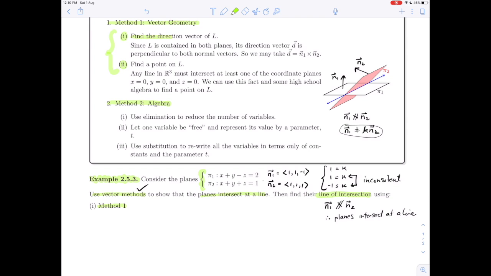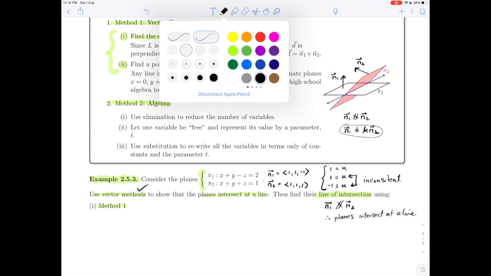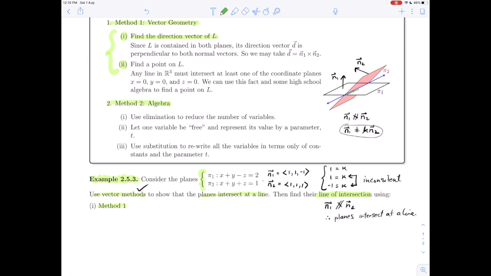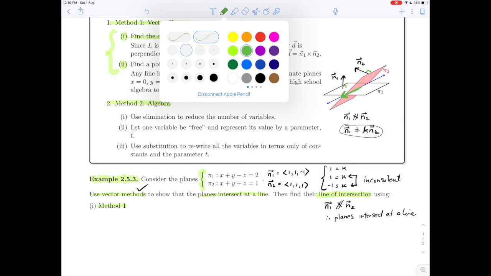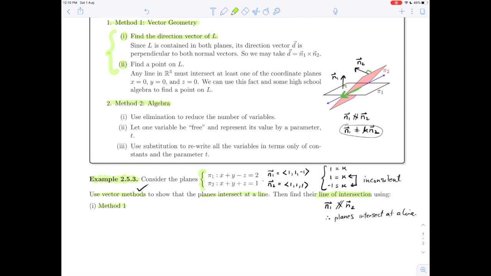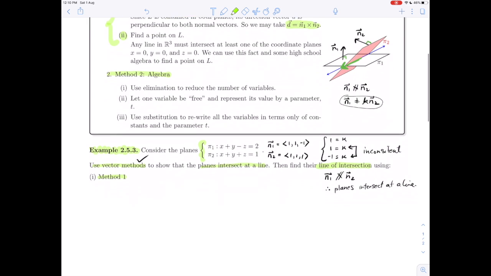So to find the direction vector of L, we're going to use some geometry here. We know that the line, if it's the line of intersection, is in both planes. And if it's in both planes, its direction vector has to be perpendicular to both normal vectors. The cross product is a wonderful tool to give us vectors that are perpendicular to two other vectors at the same time. So we are going to take our direction vector as the cross product of the two normal vectors. So let's start with that.